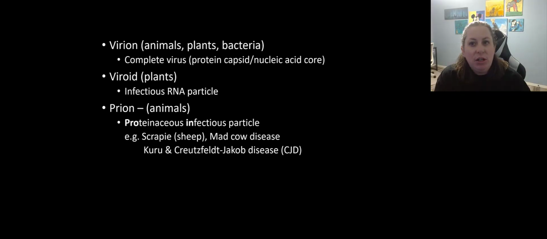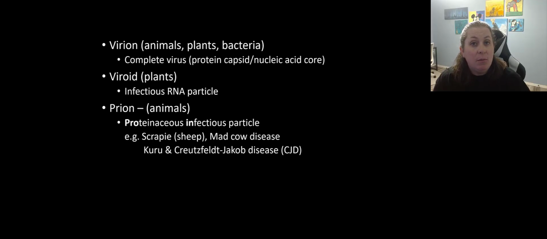Some important terms here are going to be things like virions. Virions can actually infect animals, plants, and bacteria. They are the complete virus. So when we talk about a virion, it's talking about the complete virus, the protein capsid and the nucleic acid core. Viroids are seen in plants, and these are infectious RNA particles. We don't see these in animals or bacteria, but we do see them in plants.